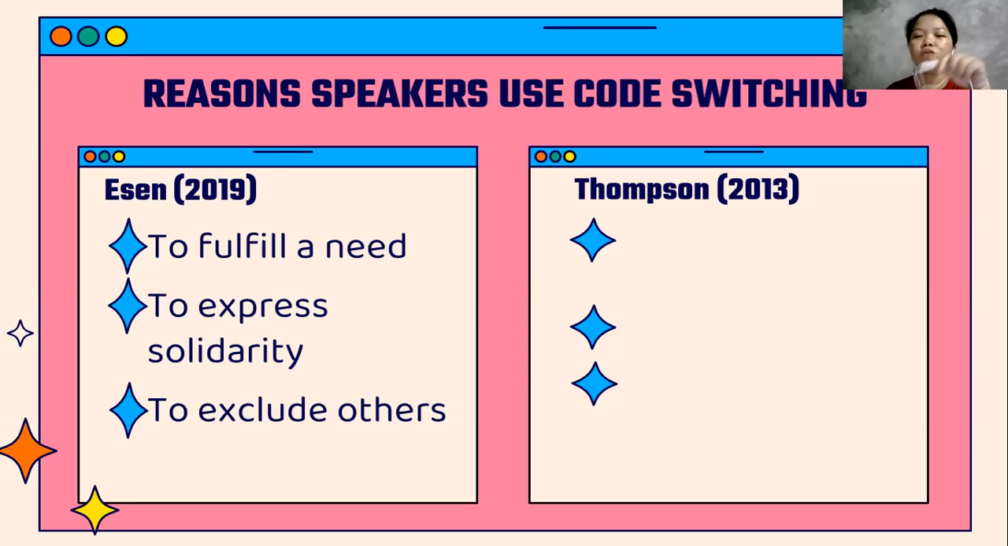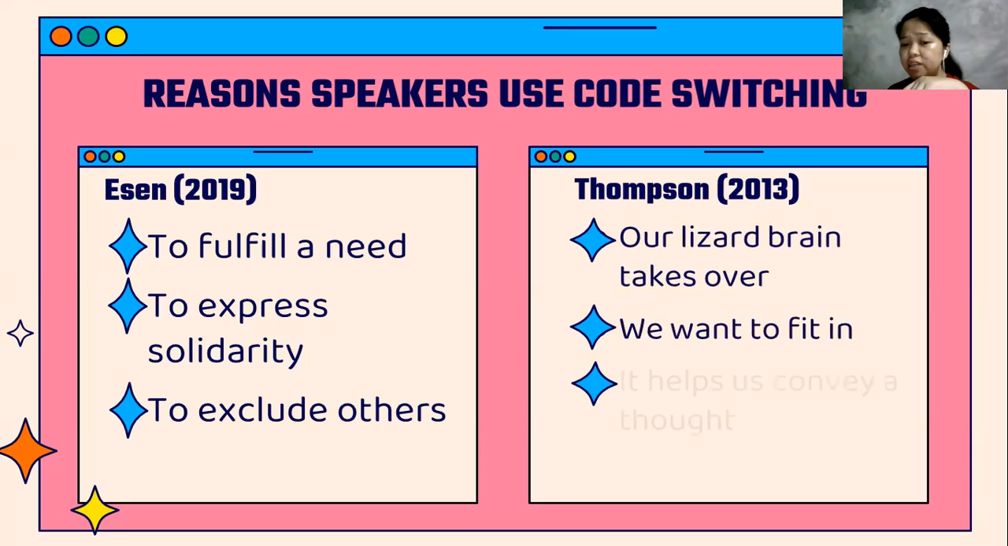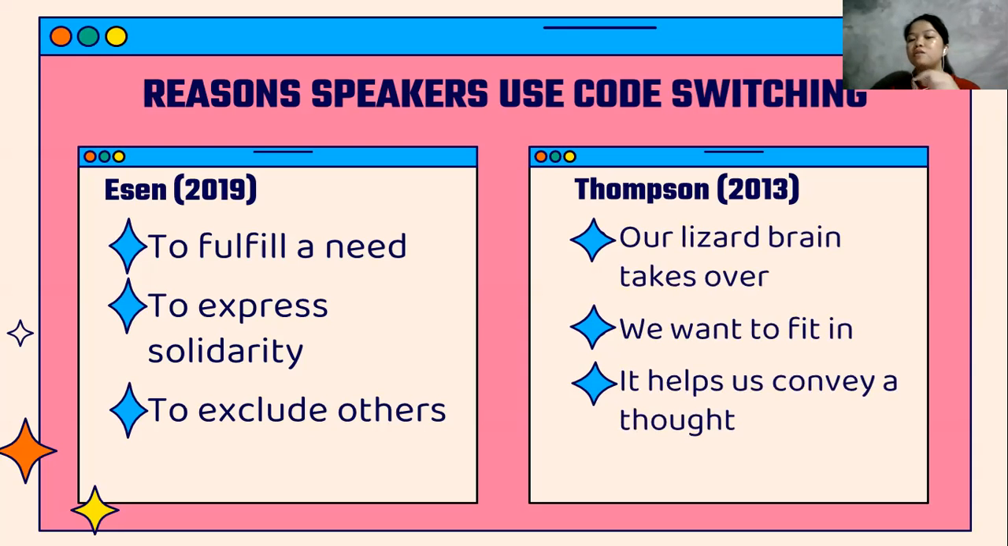Okay, then you also have Thompson's reasons. First, our lizard brain takes over. We want to fit in and it helps us convey a thought. So a good example for this, to explain all three of these, is the example given by Thompson about a Japanese woman who lived in the US her whole life, and when she was an adult, she visited Japan and visited a horror house.